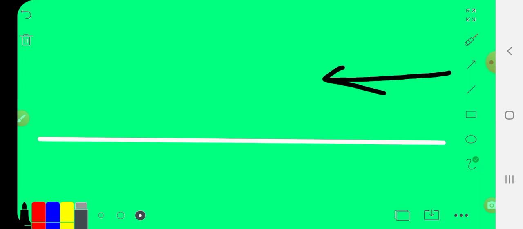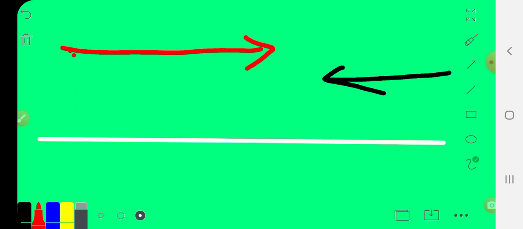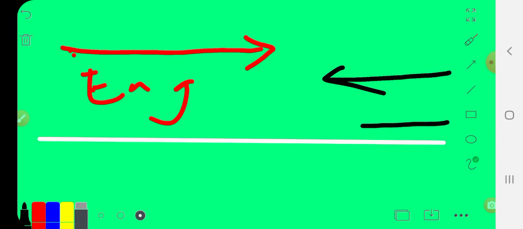So unlike English, as we know, we write from the left to the right. So that's English, right? But in the Arabic language, we actually write from the right side to the left side. Okay, is that clear?